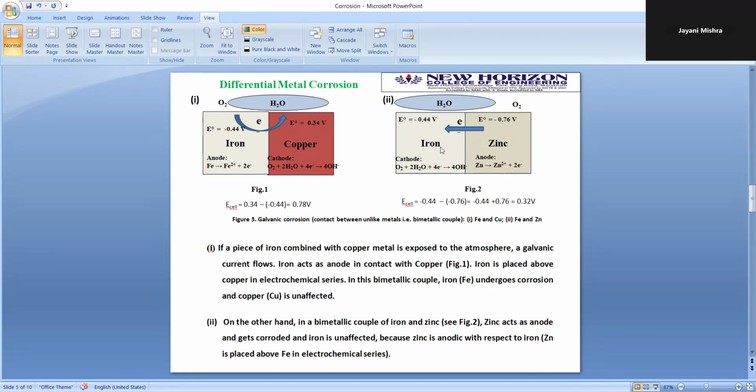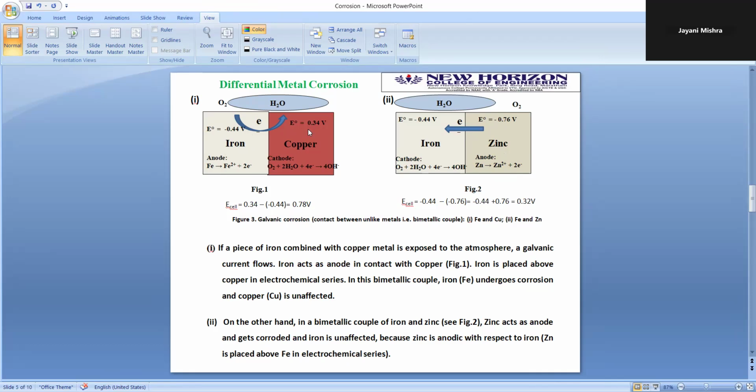If we take the bimetallic couple of iron and zinc, in that case iron will work as cathode, and zinc will work as anode. If we see the standard reduction potential difference of these two bimetallic couples separately, you will see that the difference in the first case is more as compared to the second case. So in the first case, iron will undergo corrosion, while in the second case, zinc will undergo corrosion. How do we know that? It is clearly evident from this standard reduction potential.